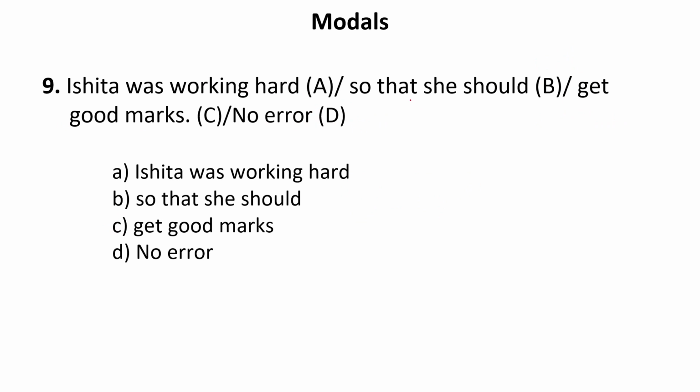Now let us move to the next one. Ishita was working hard so that she should get good marks. Now, this girl Ishita, she was working hard because she wanted her marks to be good. So this is the sentence in past. So that she should. Now should gives advice. But here there is no advice. So that she might or would. These two modals are good over here, not the word should. Should is not suitable over here. So here the answer is B. B part contains the error.